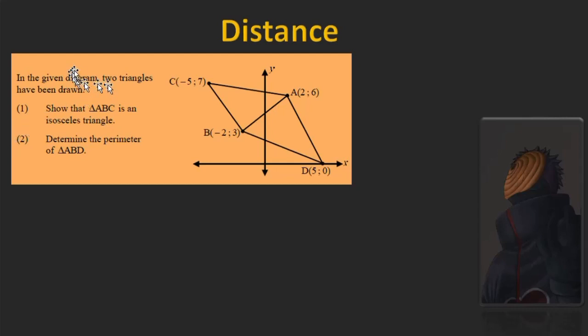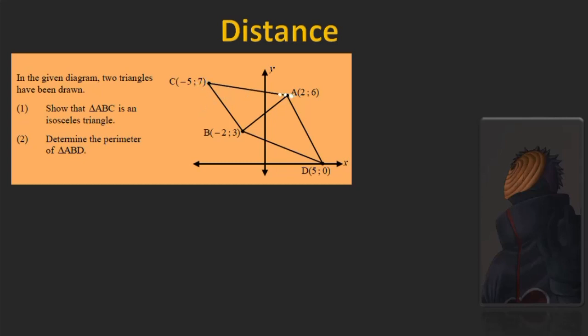So look at this diagram here. It says, in the diagram, you have 2 triangles that have been drawn. You see this diagram. So they're saying now show that triangle ABC is an isosceles triangle. Here is ABC, this triangle here. That's the first question, right?